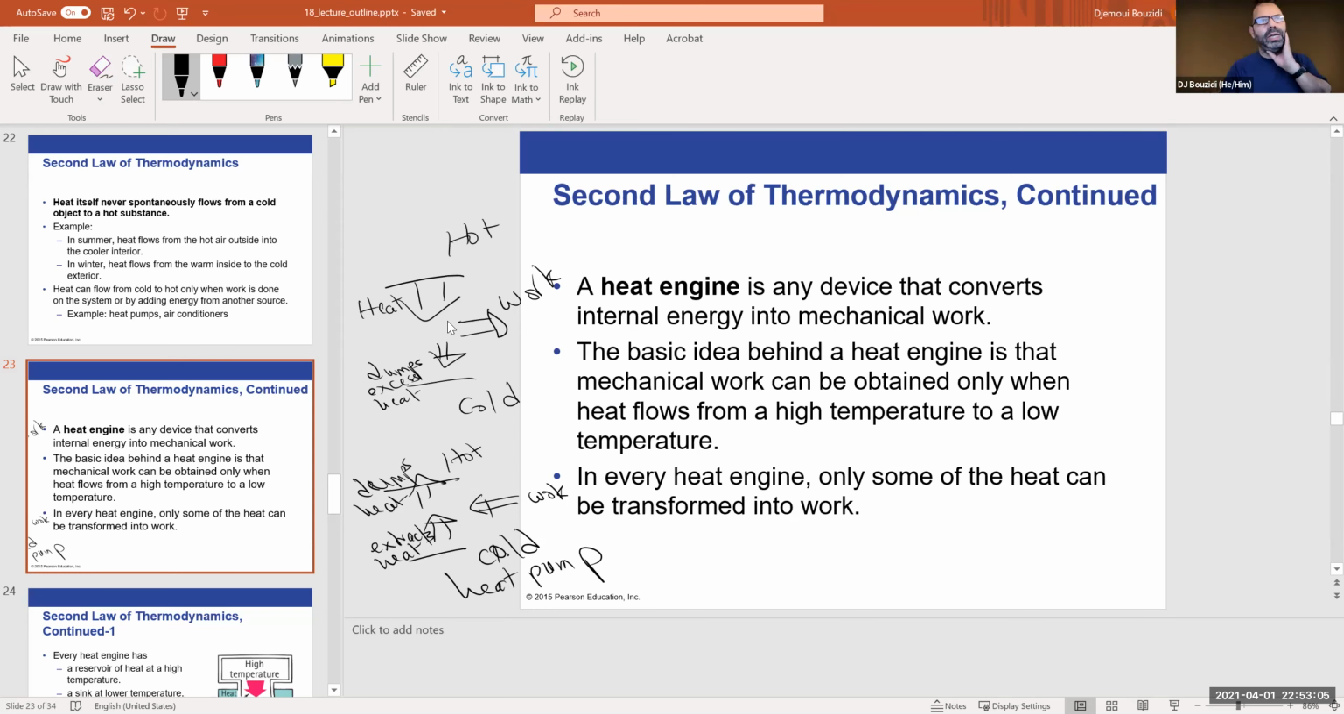So in other words, you can take a heat engine and reverse it and make it into a heat pump, and vice versa. You can take a heat pump and reverse it and make it into an engine. All you have to do is put the machinery backward, that's all. Put the wiring in the opposite direction and it should work. So the basic idea behind the heat engine is that mechanical work can be obtained only when both of them, by the way, energy is conserved.